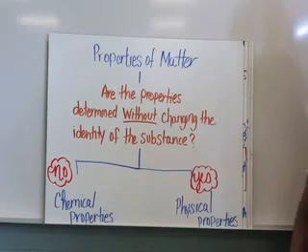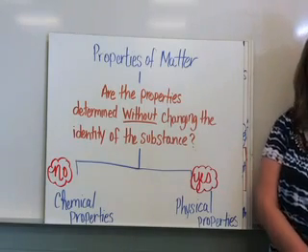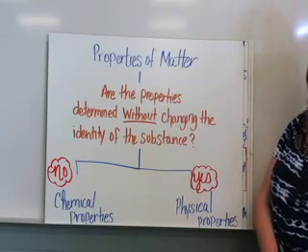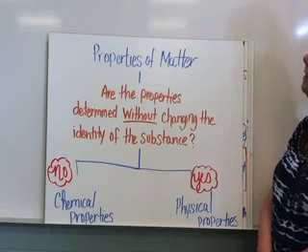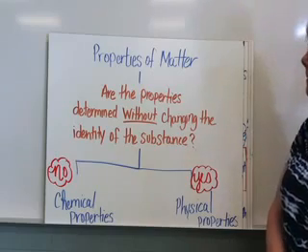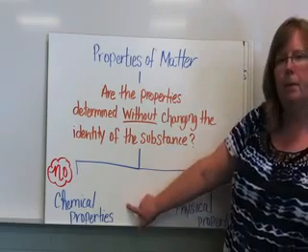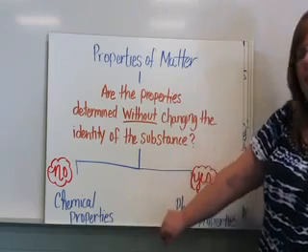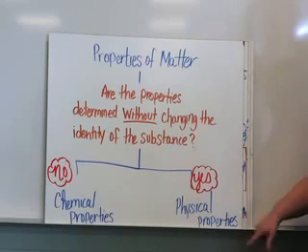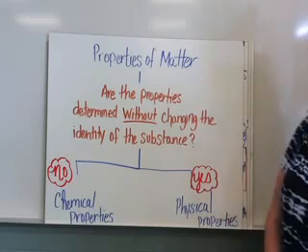This video is a continuation in the Properties of Matter unit, the first unit that we're studying in chemistry. Well, chemistry is the study of matter, and now we're going to look at some properties of matter. And we're going to specifically look at chemical properties, and we're going to tell a difference between a chemical property and a physical property. Now, sometimes this is a little bit confusing.